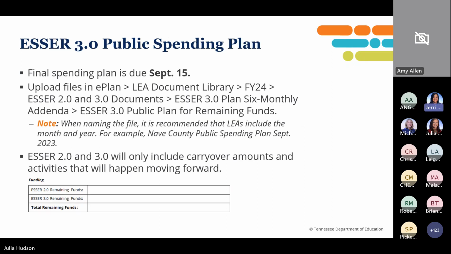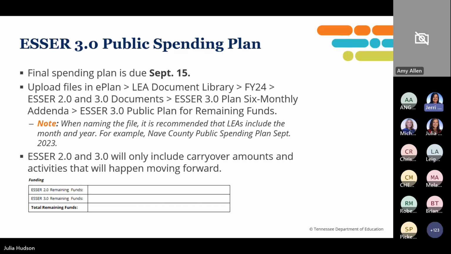Okay, so the ESSER 3.0 public spending plan, which we changed the name of a while back, is now the public plan for remaining funds. This plan will also be due on or before September 15th. We have the location in ePlan listed here as to where it should be uploaded. We ask again that you please put the date in the file name, just to ensure that we know what update this is.